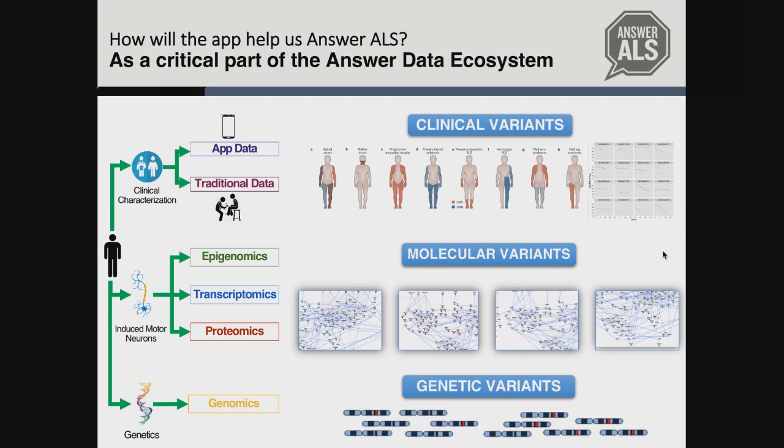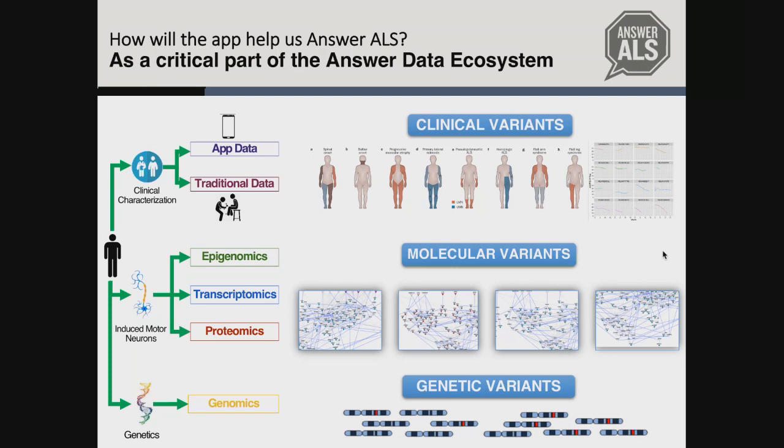And so this is about people with ALS, trying to characterize what's happening with them. We have traditional data, and we've done what we can to make that a very sophisticated look at people's state of function. And we'll be able to add to that this really detailed, rich data set from the app so that we can identify clinical variants, maybe new clinical variants, maybe understand progression better.